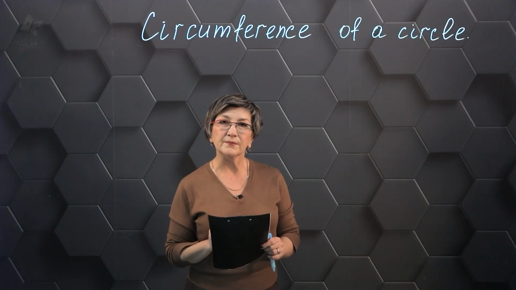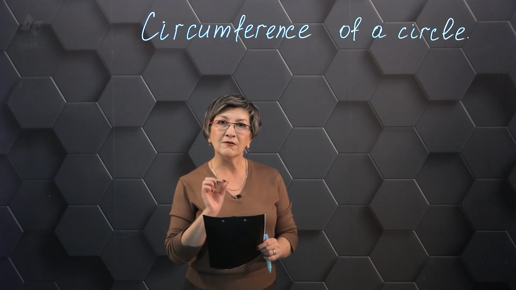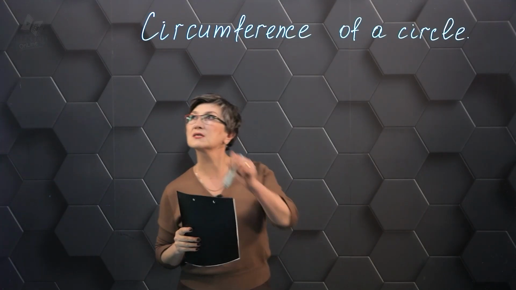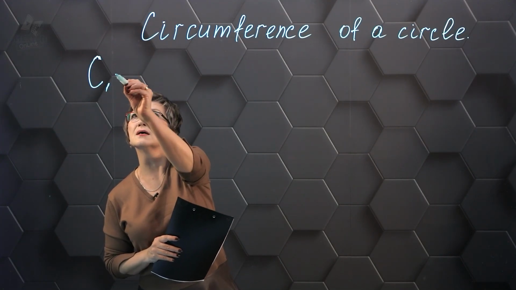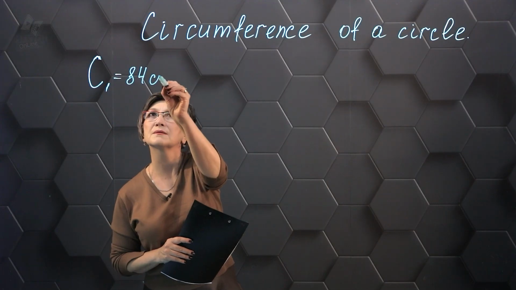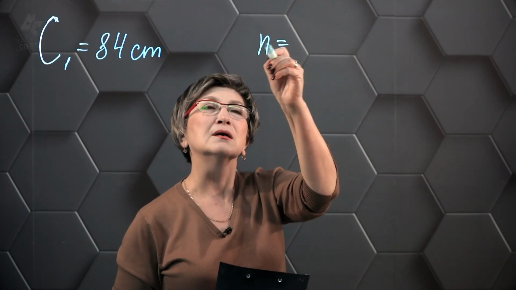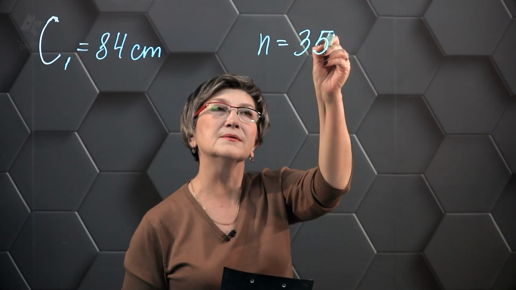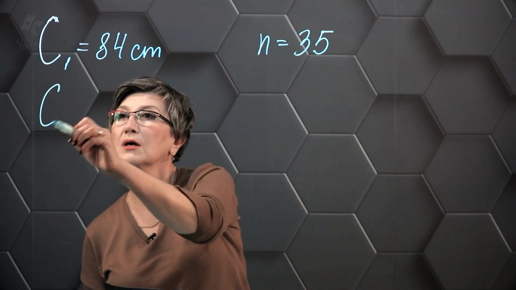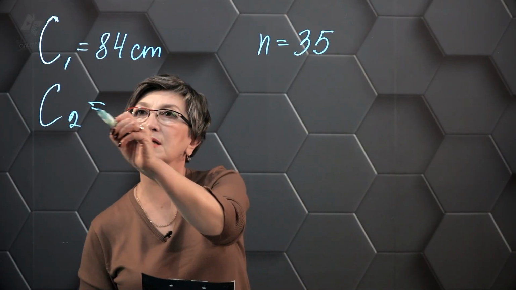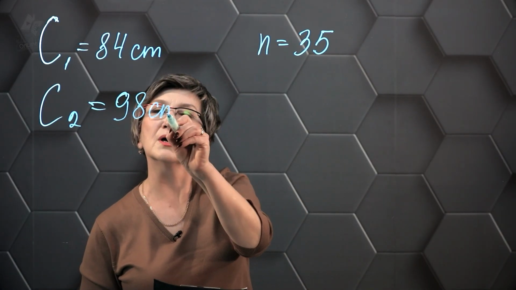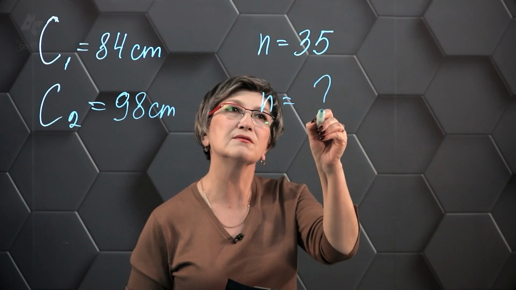Let's write down the condition. The circumference length of the first wheel is 84 centimeters. The wheel with a circumference length of 84 centimeters has made 35 revolutions. The number of revolutions equals 35. And the other wheel, which has a circumference of 98 centimeters, how many revolutions will this wheel make if the distance is equal?